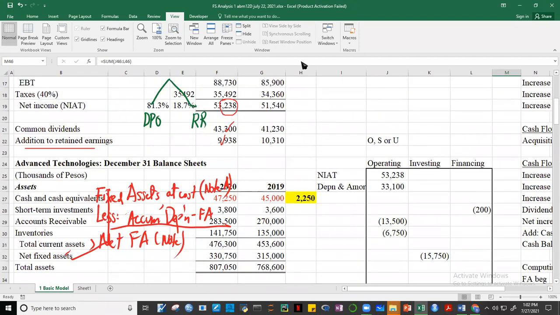Okay, I'll give you 1 minute guys to check. What do you think guys is in our income statement na nag-i-involve ng cash yun, ano? Na hindi natin nasama dito.